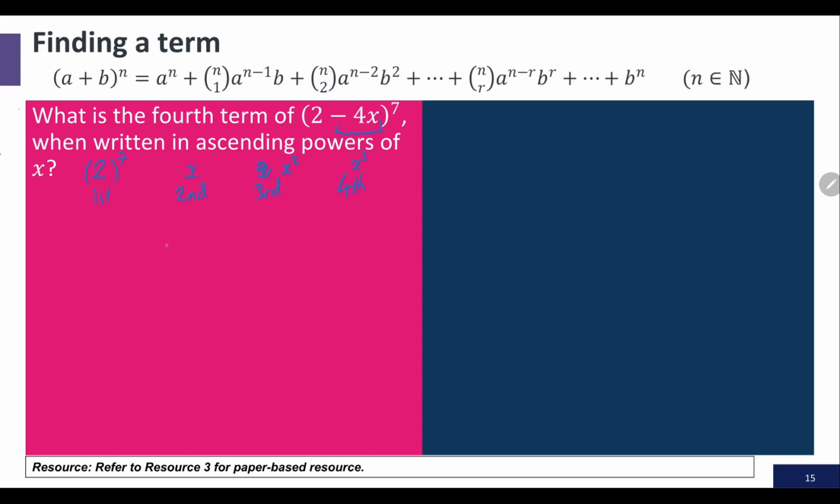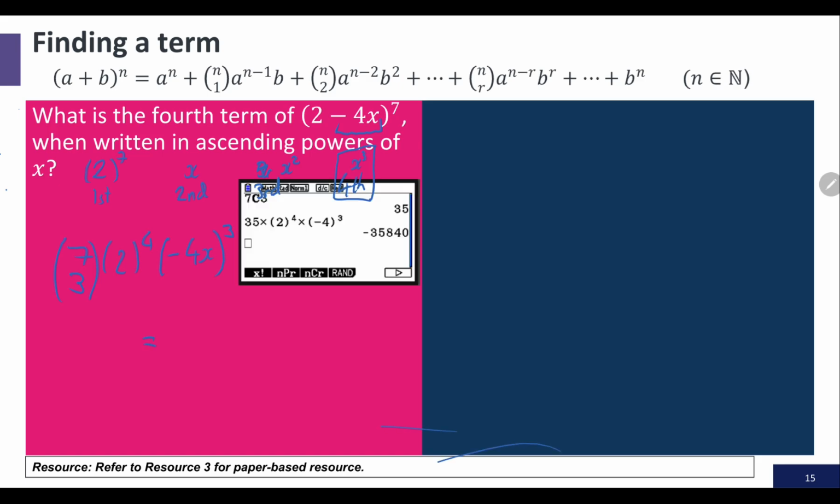Now it's the second thing. So it's minus 4x raised to the power of 3, just using what I can see there. Therefore, that's going to be 2 raised to the power of 4. And it's going to be 7 choose 3. Again, I'm in my calculator this time. And there we go. So 7 choose 3 is 35. 35 multiplied by 2 to the power 4 multiplied by minus 4 all cubed is minus 35,840.